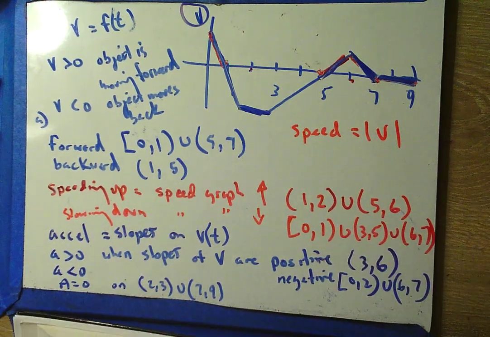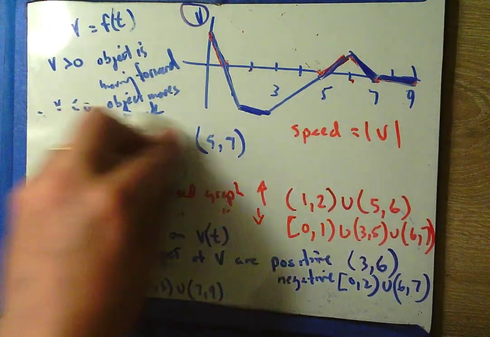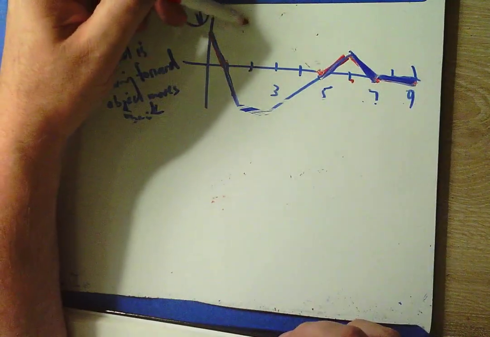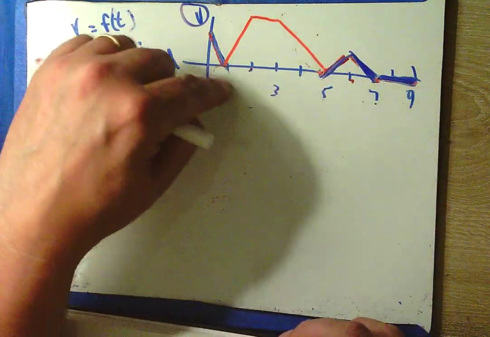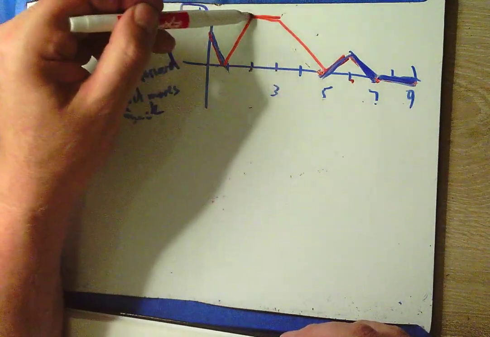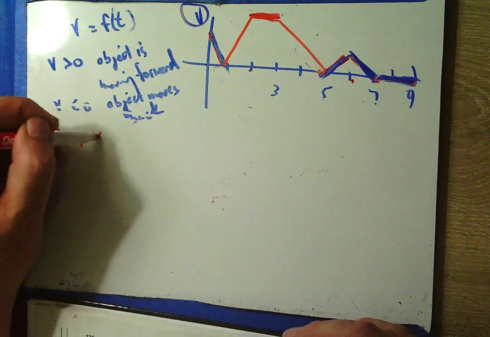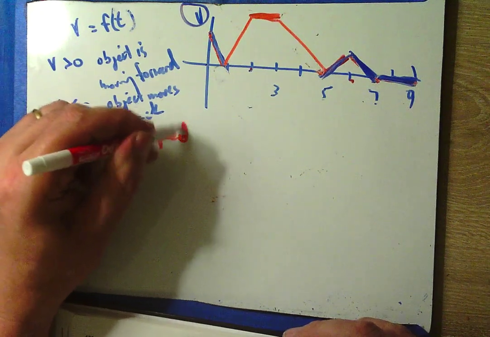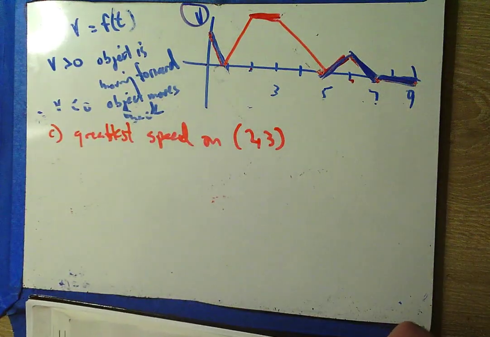Okay, that's B. What about C? When does the particle move at its greatest speed? All right, back to the speed graph again. Greatest speed. Well, remember with our speed graph that we reflected this up. And greatest speed looks like the highest y value on the speed graph. So I would say C, greatest speed on 2 to 3. Okay?